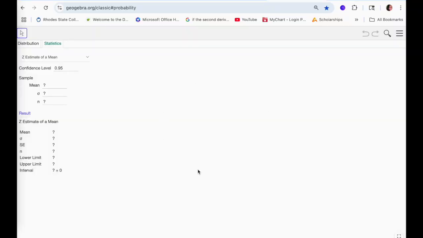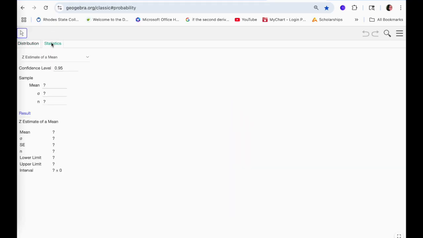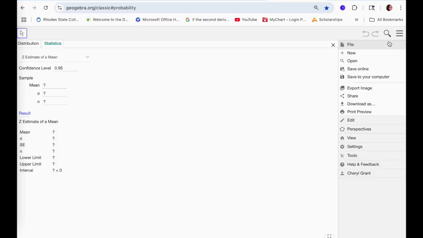So we're back in GeoGebra. If you need to get back into where the confidence intervals are calculated, that's from your probability calculator, and then you choose the statistics tab up here at the top. We're using a Z estimate for the mean, so we're on the correct drop down. Now, we have to put in all this information, but we do need to figure out what our mean is first from the sample. So I'm going to pull up spreadsheet view.